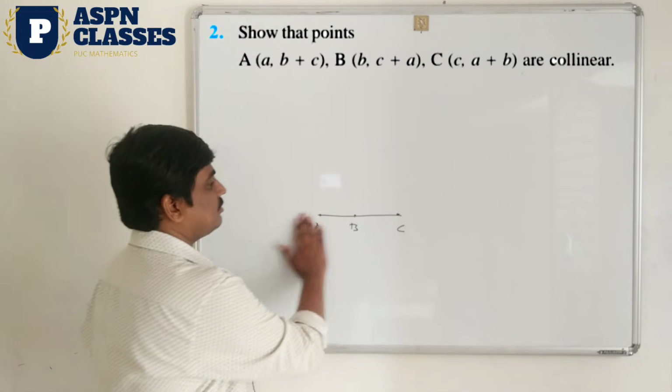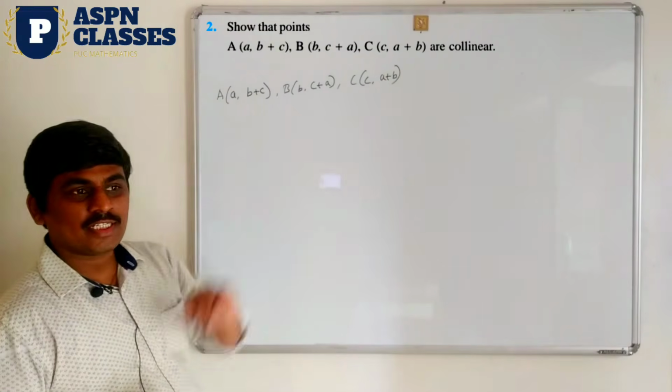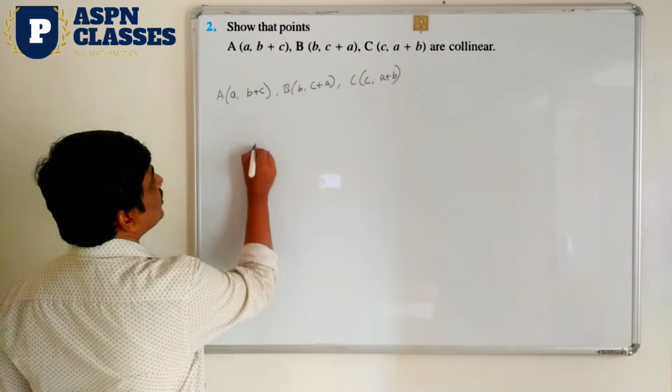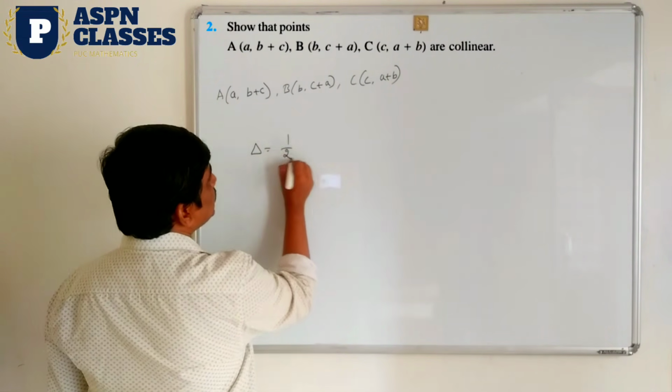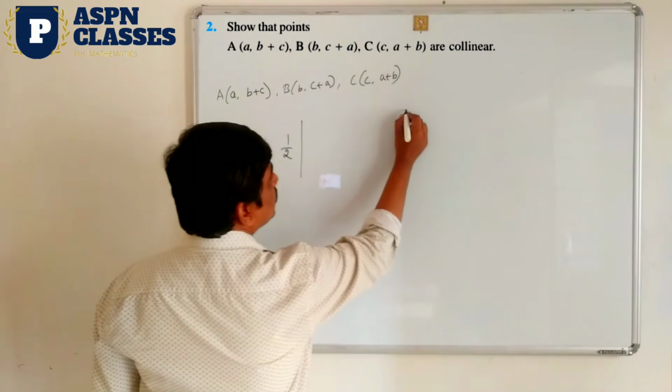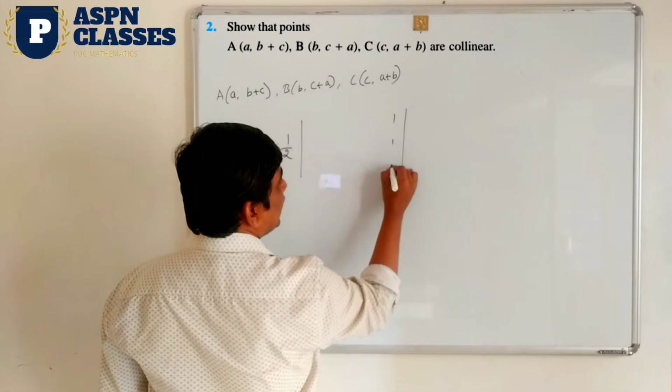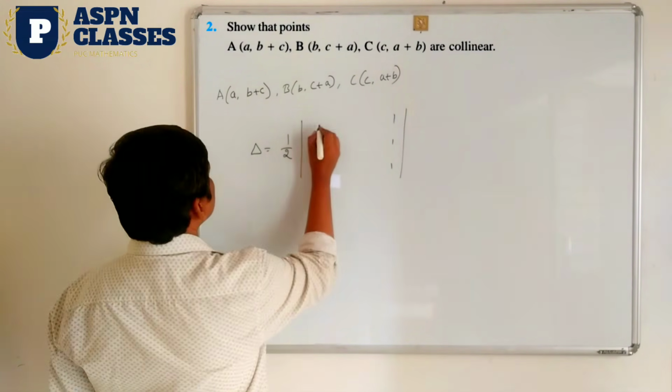Okay, so let us prove this result. These are the 3 points already given. So first you take the determinant method format, 1 by 2 into the bracket, first row, sorry, third column you have to write 1 1 1, and what is the first point?